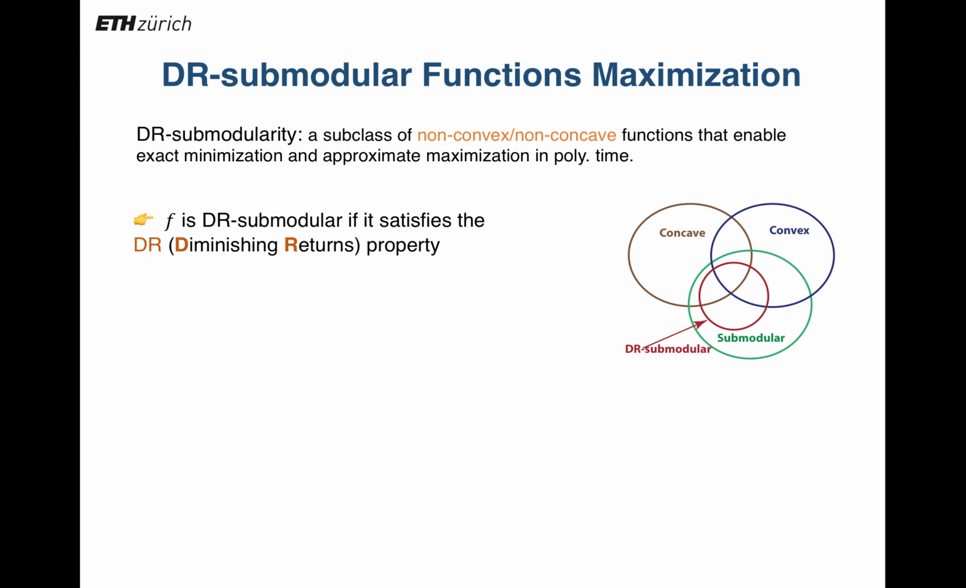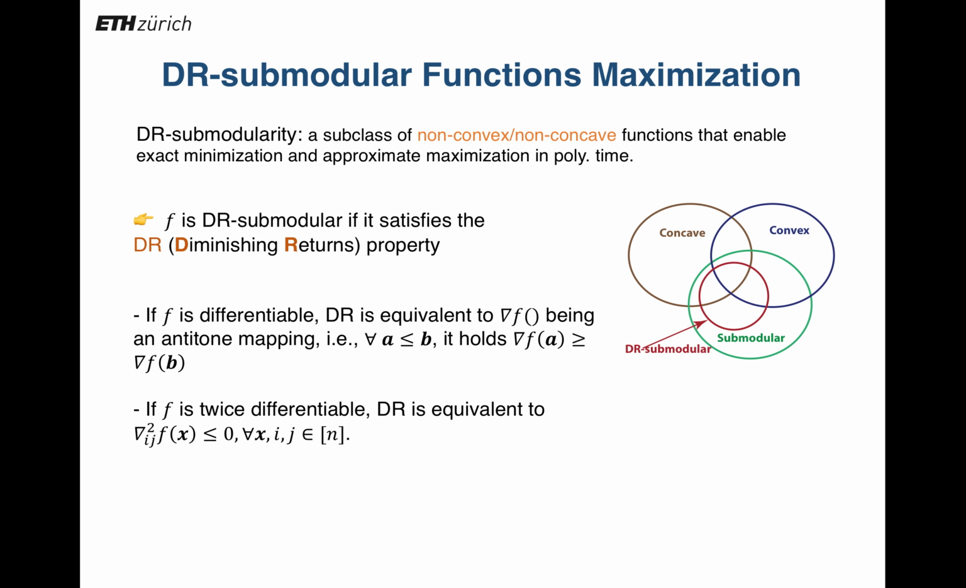A function f is DR-submodular if it satisfies the diminishing returns property. If f is differentiable, DR is equivalent to the gradient being an antitone mapping. Furthermore, if f is twice differentiable, DR is equivalent to each entry of the Hessian matrix being non-positive.